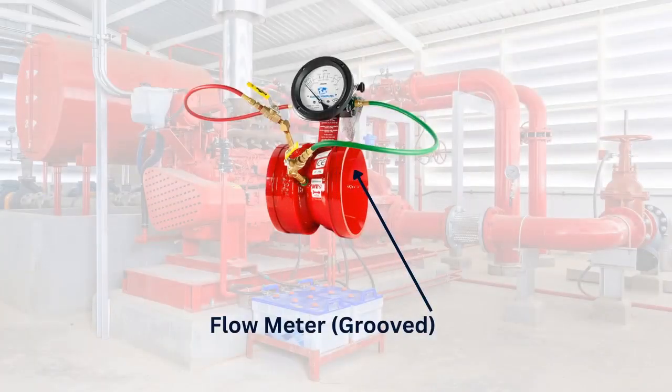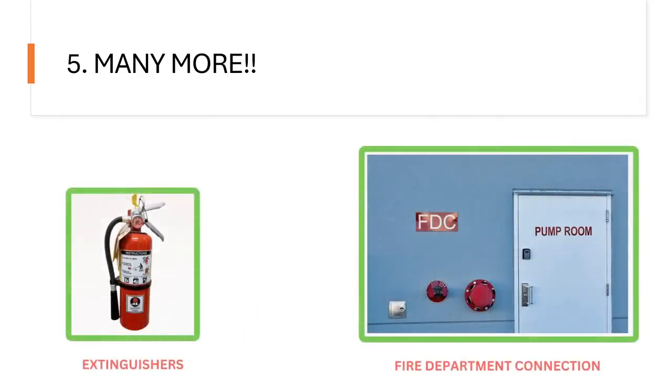Flow meter. The flow meter can be either groove type, as shown here on your screen, or it can come with a flanged connection. Basically, flow meters are also installed on the test line. However, this will be used when we do the fire pump testing during testing and commissioning. So extinguishers are to be installed in the pump room, and the fire department connection will be installed outside the pump room or outside the building.